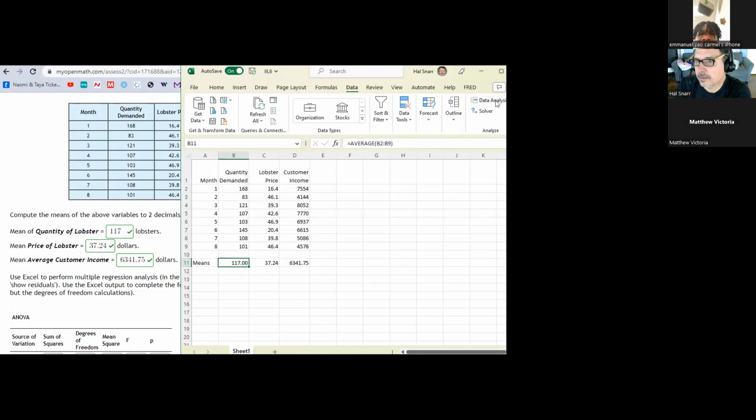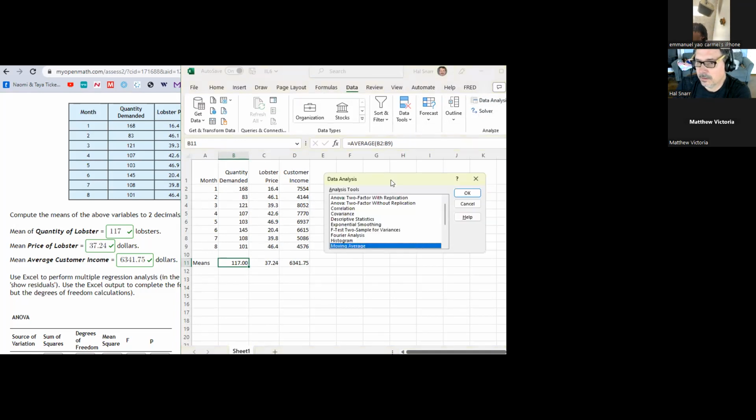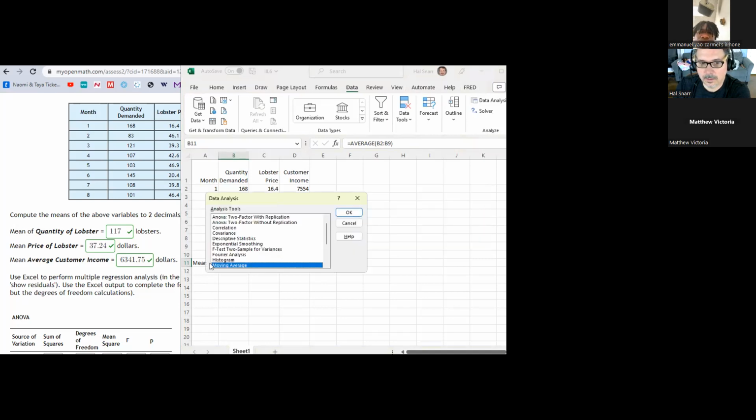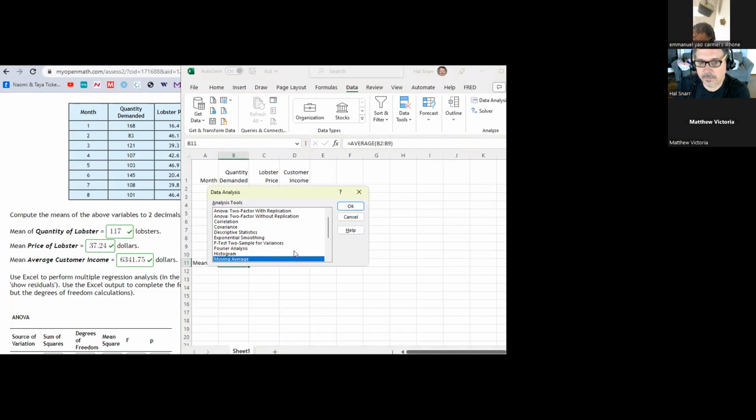All right, so when you click the data analysis tool, you should get a little box like this, right? I just see analysis toolpak and solver add-ins. You want to go down to regression. So you got it on regression.